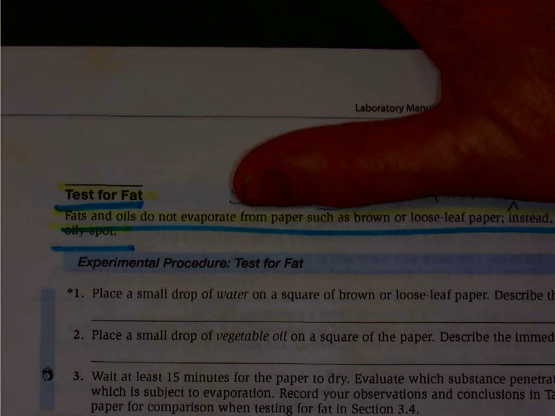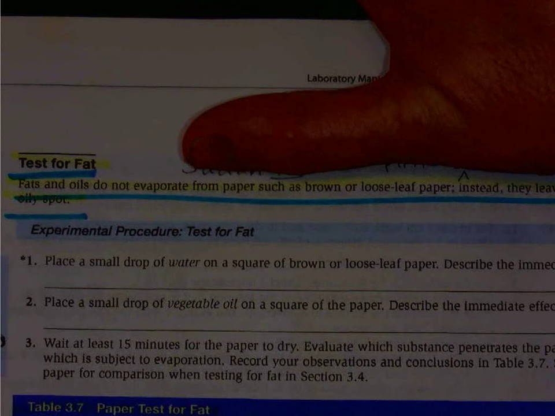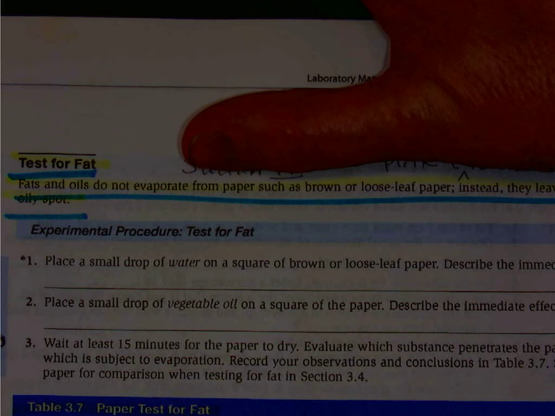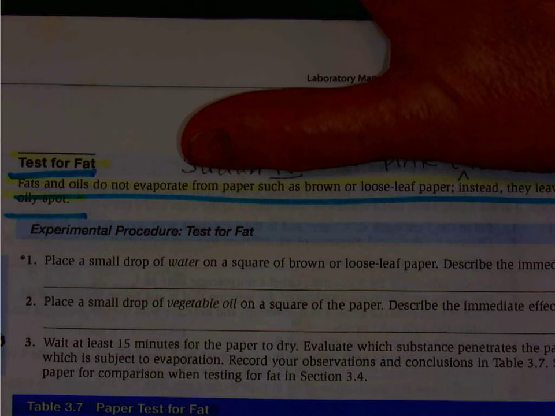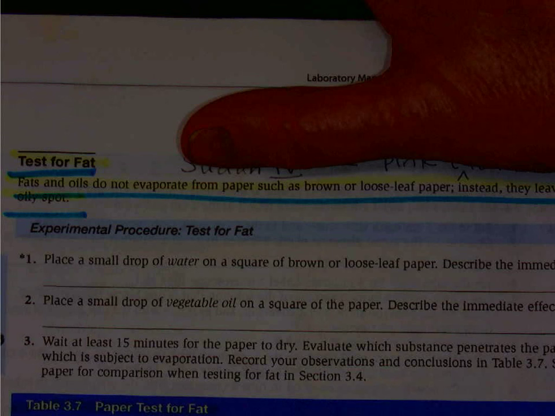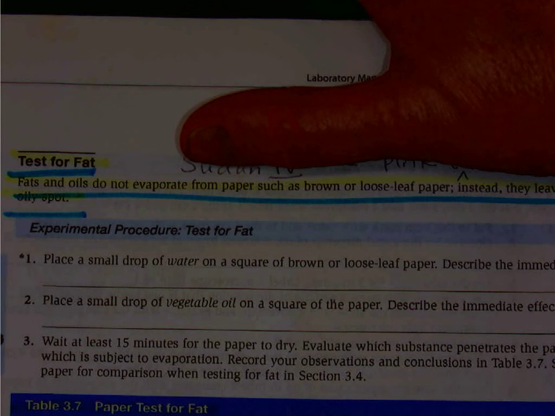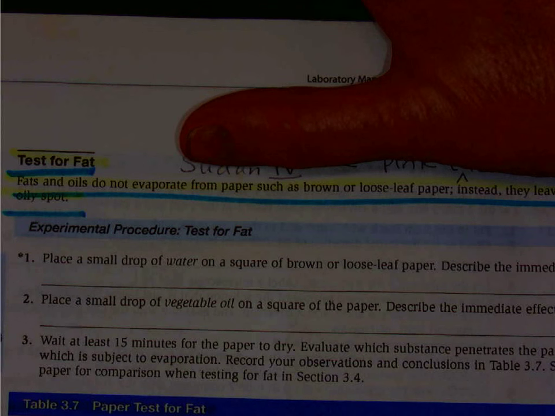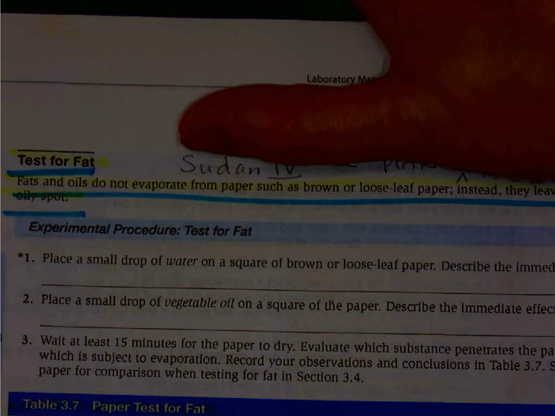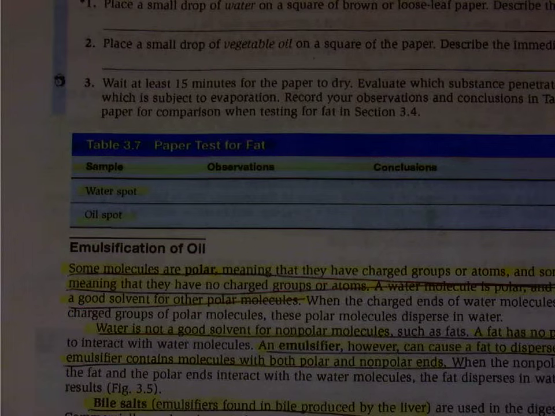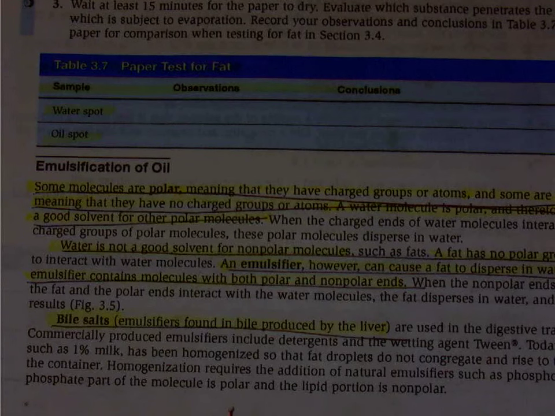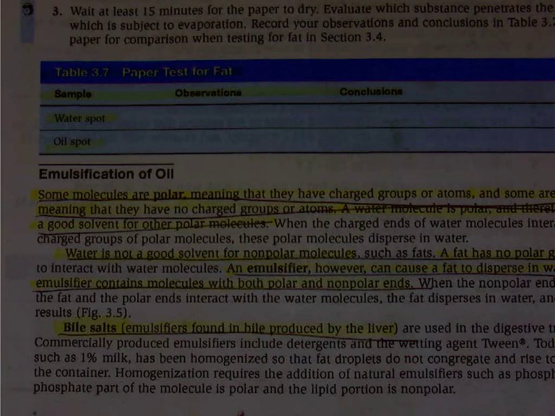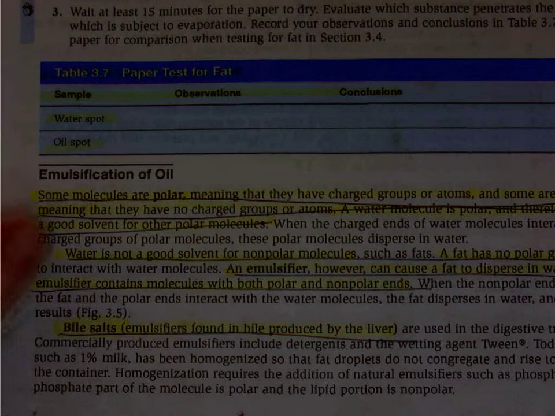We tested for fat. We did not use Sudan IV. Sometimes I use Sudan IV, but we did not use that. We just did a very simple test with brown paper, and if the brown paper looked like it stayed wet, then we said the solution that we were testing had oil in it, and if the brown paper dried, then we did not have oil present or any other type of lipid present in the solution that we were testing. One of the things we did talk about with lipids is the fact that lipids will not dissolve in water.